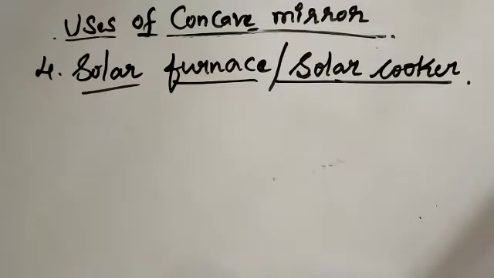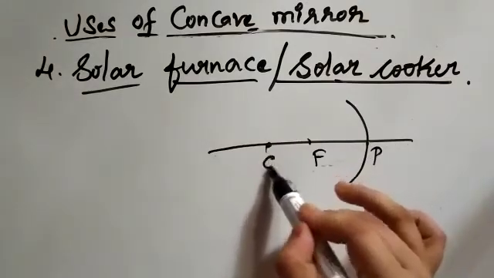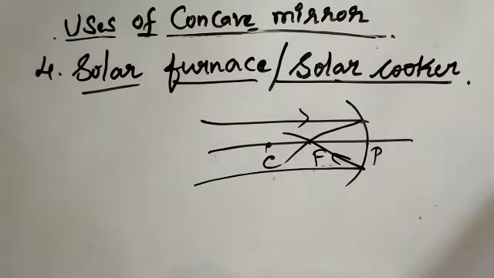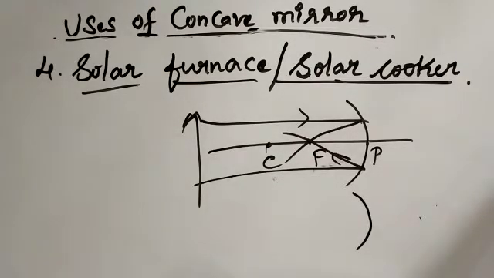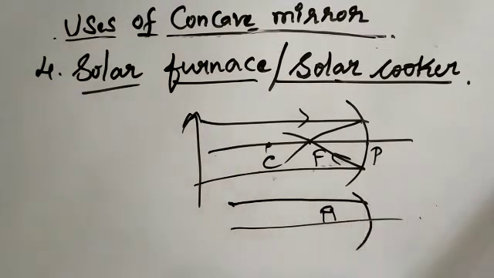So one of the applications we use here is the same one: a ray of light parallel to the principal axis, after reflection, moves back through the principal focus, that is, when the object is at an infinite position. The same application is used in a solar cooker. This concave mirror is used in a solar cooker. If I keep a container here and pour some water into it, the sun rays come from infinite distance, since the sun is at infinite distance.